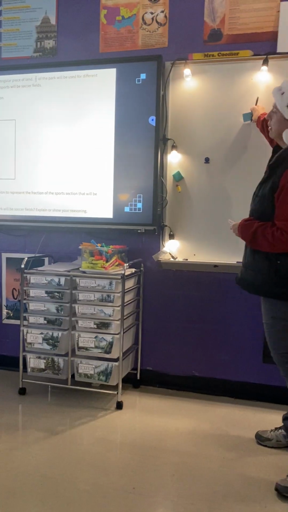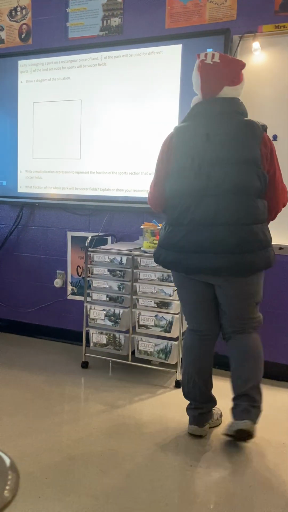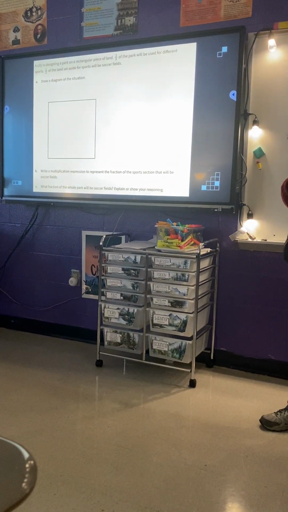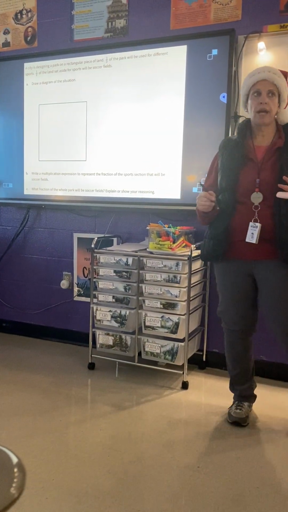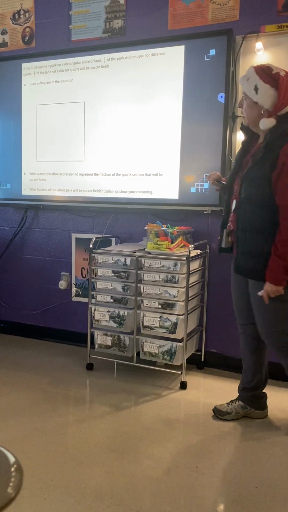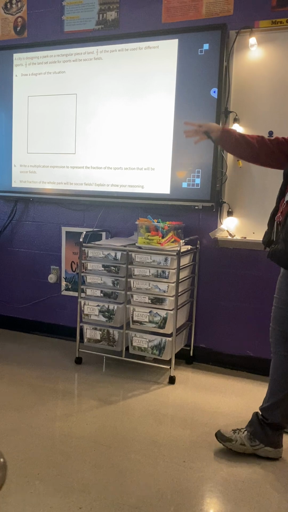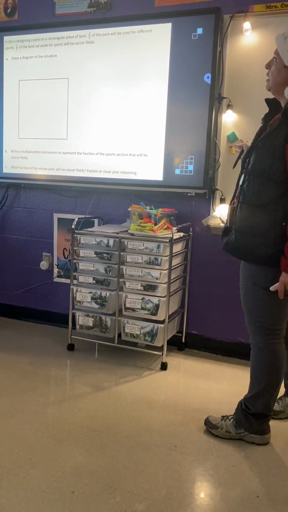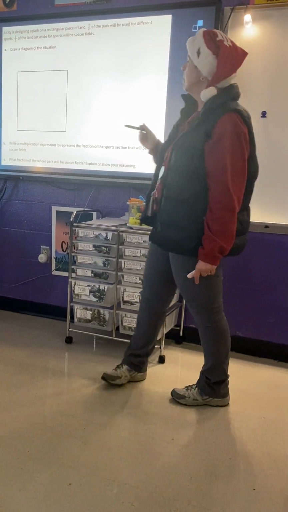All right, so a city is designing a park. A city is designing a park on a rectangular piece of land. Yes, that looks like a square, but it is technically a rectangle. A square is a rectangle, but a rectangle is not a square. Correct, and I don't understand it either, but we're going with it. All right, 2/3 of the park will be used for different sports. All right, so how do I split?